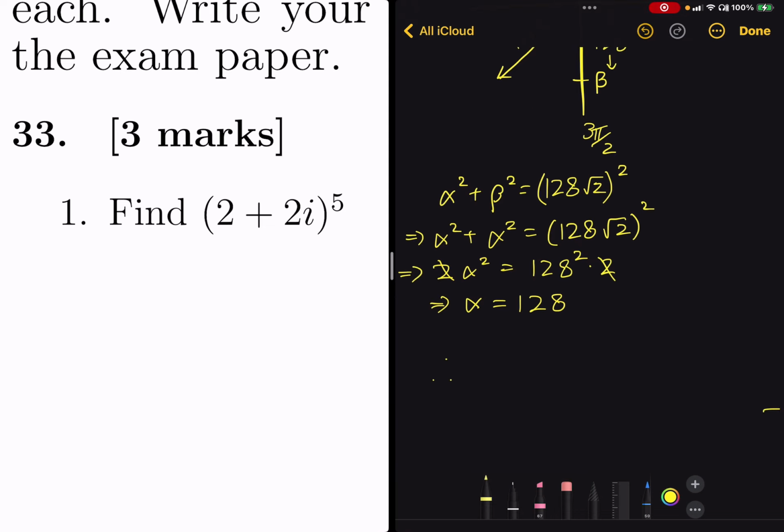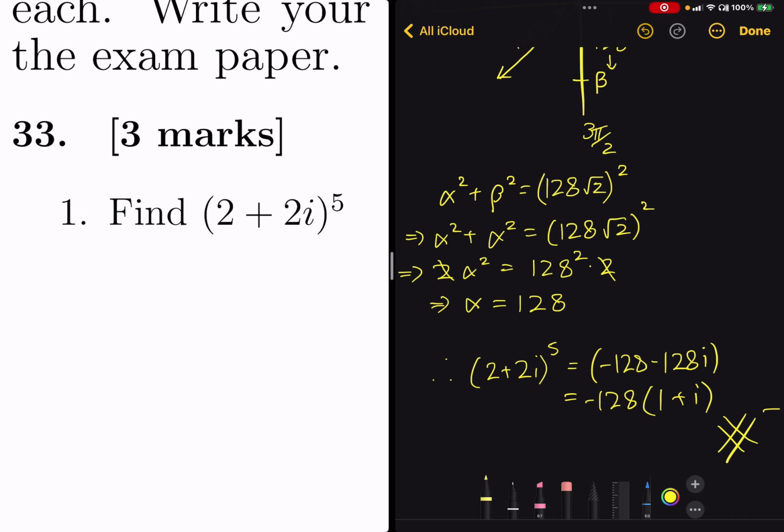So therefore 2 plus 2i to the 5 will be equal to the complex number minus 128 minus 128i, which we could write as minus 128 times 1 plus i. So this is an acceptable answer to this question. And we know that minus 128 times 1 plus i is in fact the answer. This can be done numerically. You can get a computer to check this. You could have done the bracket expansion. So this is definitely the answer.